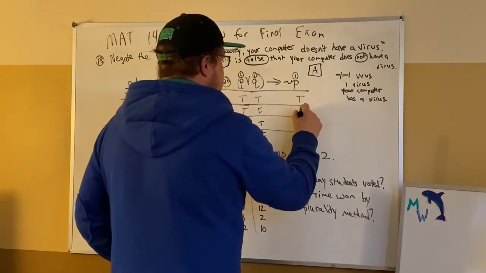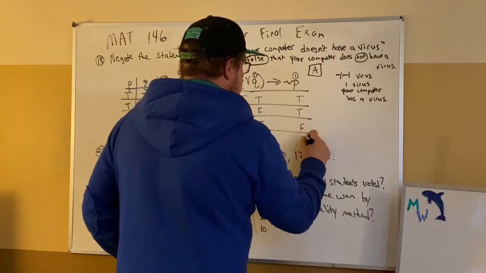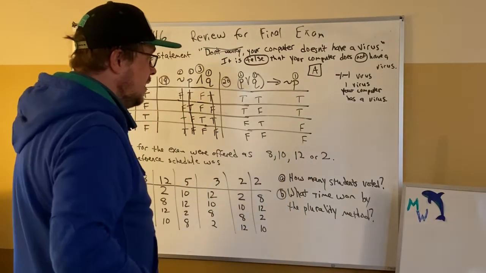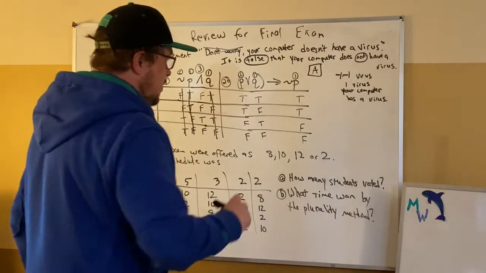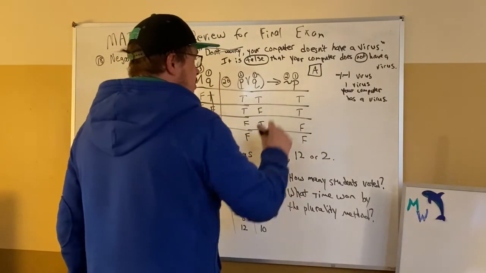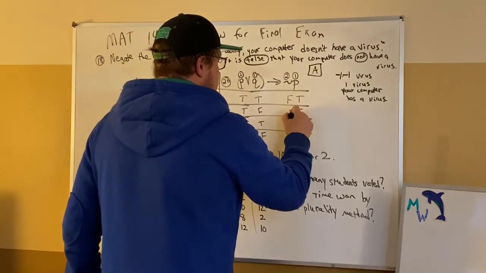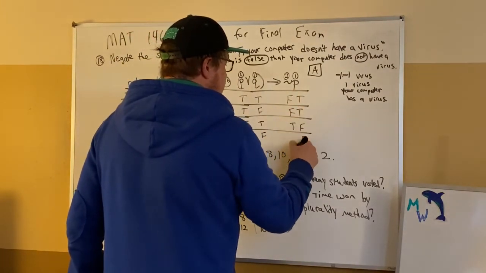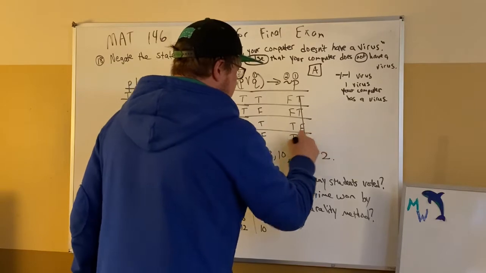P is TTFF. Is there anywhere where I can immediately take the negation? Yes, right there, that negation of P. Second step, negate the value. Reverse T to F, reverse T to F, reverse F to T, reverse F to T. Take all of these out.